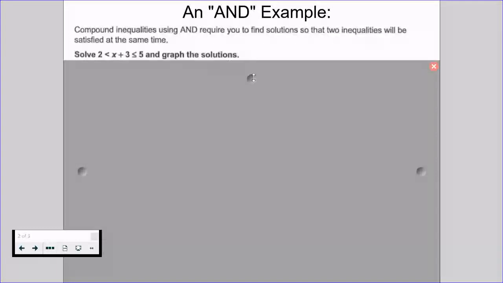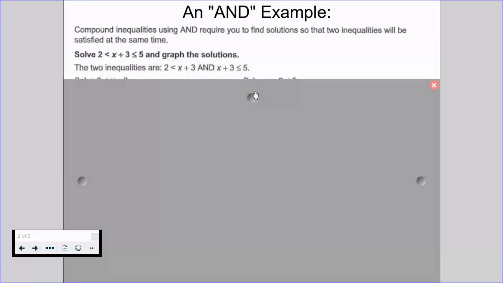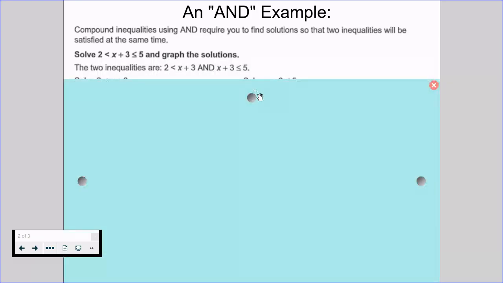So let's say we have 2 is less than x plus 3, which is less than or equal to 5. So we need to figure out what solutions or what values of x satisfy this compound inequality. Well, again, a compound inequality means that there are two inequalities.